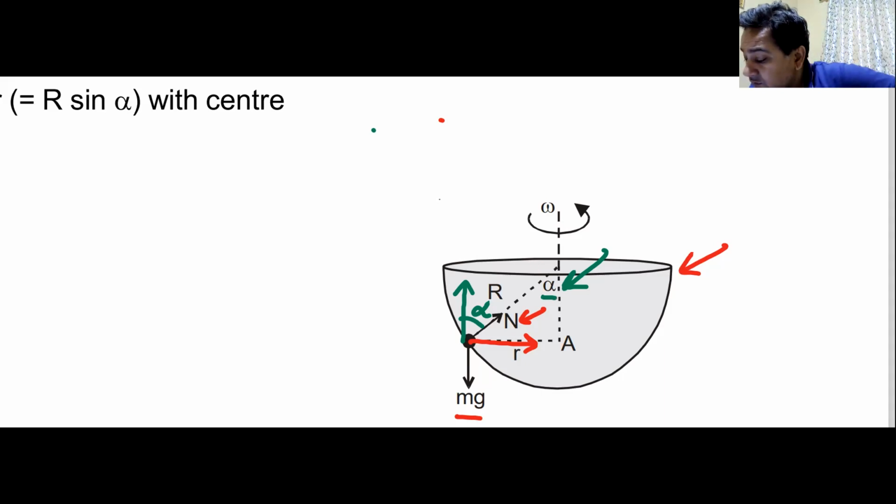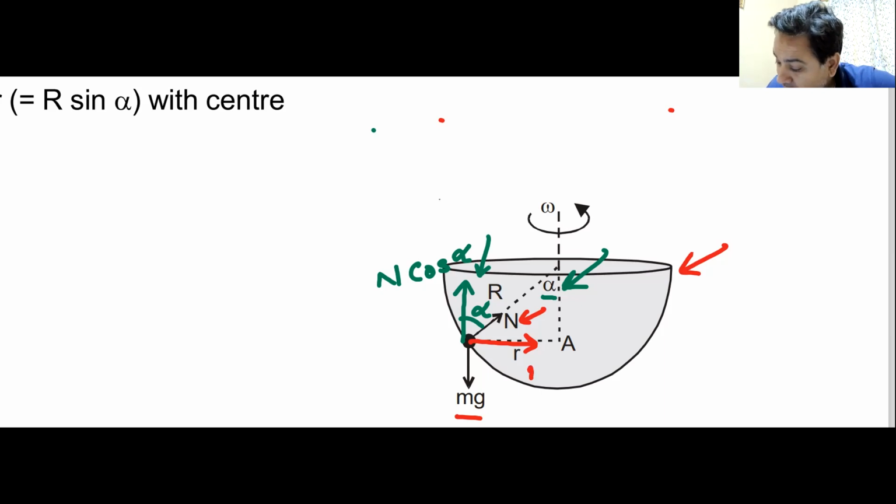Then the other angle would be alpha. This angle would be alpha. Do you all understand this? Yes or no? Alternate angle. So this angle is alpha. So the green component becomes N cos alpha. If the green component becomes N cos alpha, what does the red component become? Yes, the red component becomes N sin alpha. Well done. That is the first step.